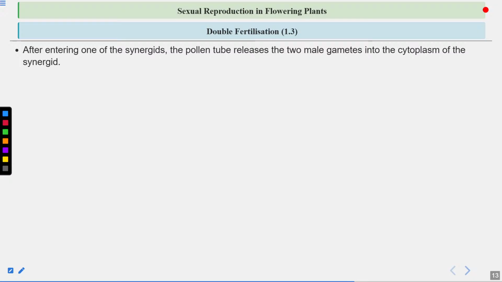Now we will talk about double fertilization. After entering one of the synergids, the pollen tube releases the 2 male gametes into the cytoplasm of the synergid. Now this pollen tube, from where does it enter inside the ovule? At which point does it enter inside the ovule? Can anyone tell me? Micropylar pore. Yes, micropylar pore. And the micropyle is formed by integuments.